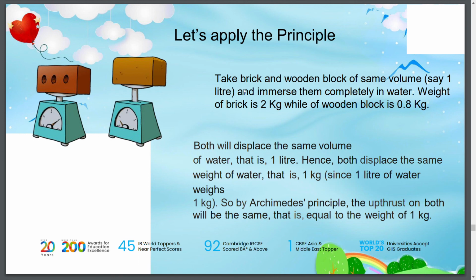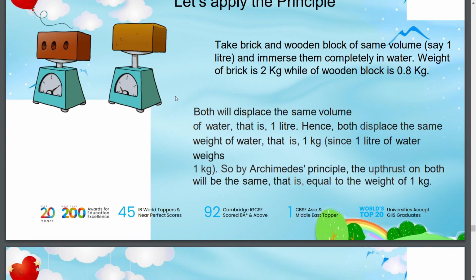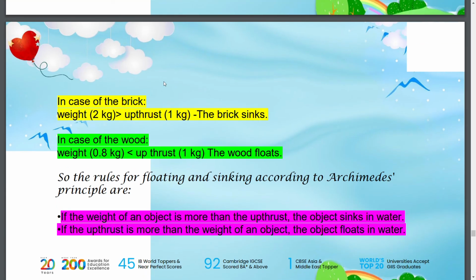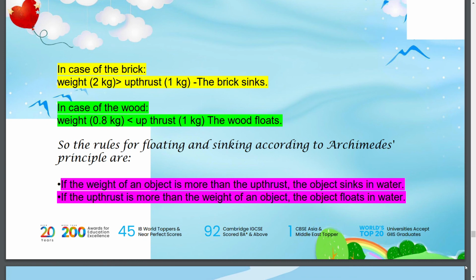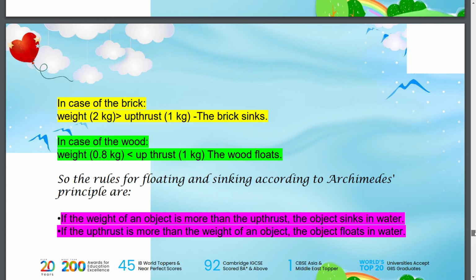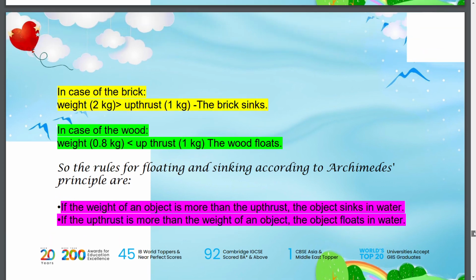So both displace the same weight of water, that is 1 kg, since 1 liter of water weighs 1 kg. So by Archimedes principle, the upthrust on both will be the same, equal to the weight of 1 kg. Might be a bit confusing, but you need to learn a bit more on it, and it will be a bit easier for you. It's also hard, I'm not telling you it's easy. It's also hard for me. Just learn to put hard work into that.